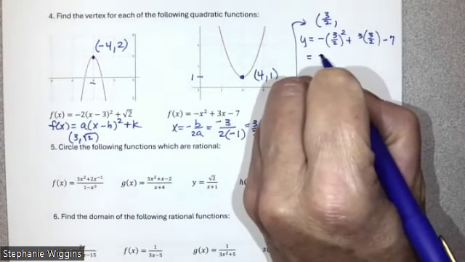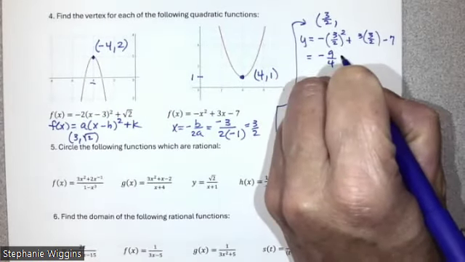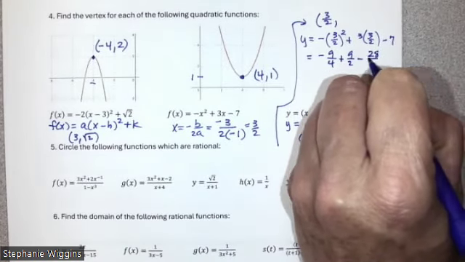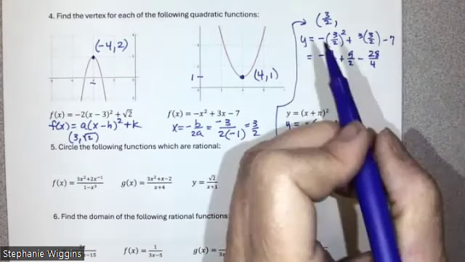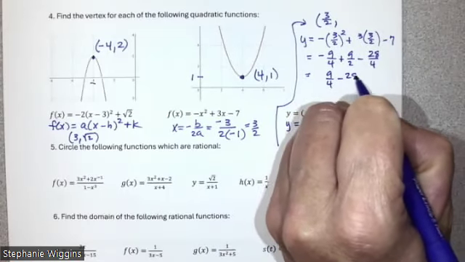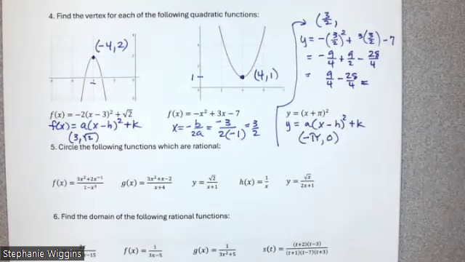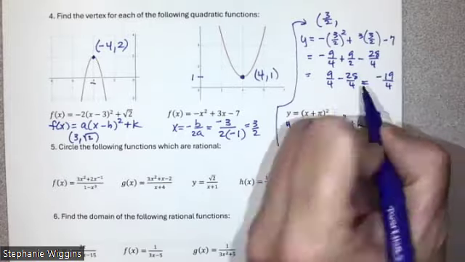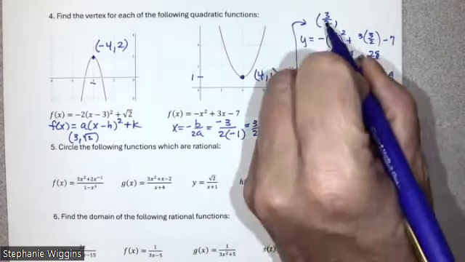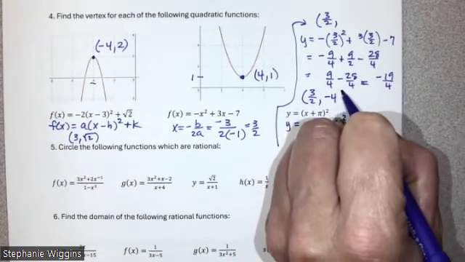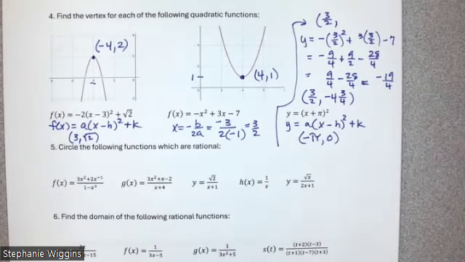And this is going to be minus 9/4 plus 9/2 minus 7, which is 28/4. And so this is going to be 9/4 minus 28/4, which is going to equal -19/4. And so our vertex is going to be 3/2 and -19/4, which is -4 3/4. So that is the vertex.